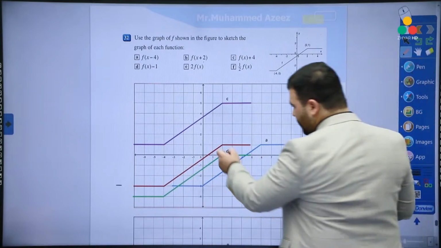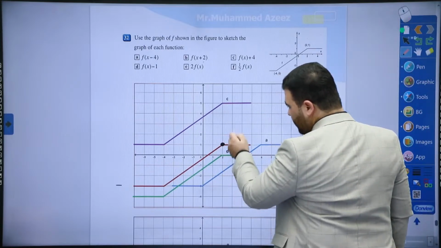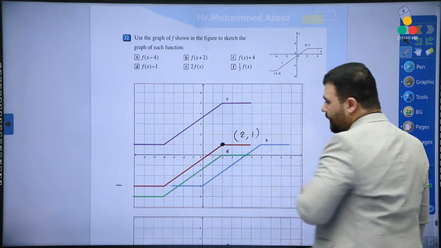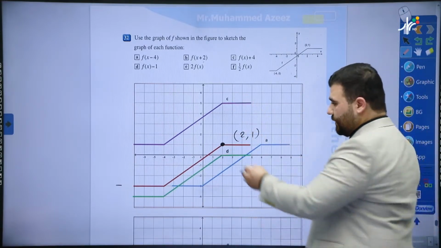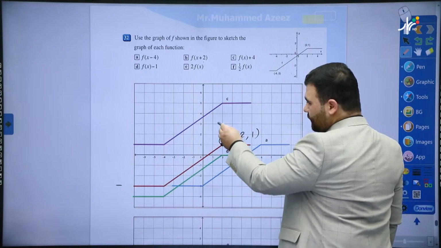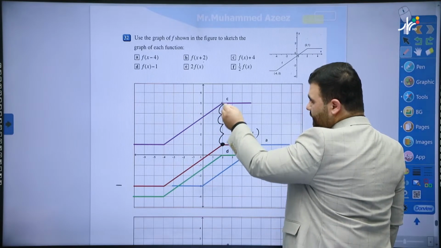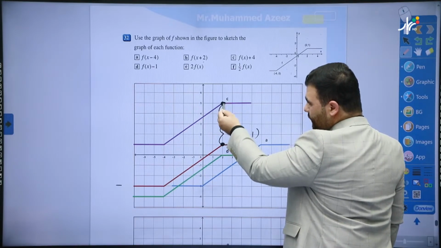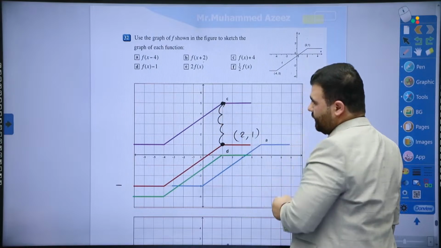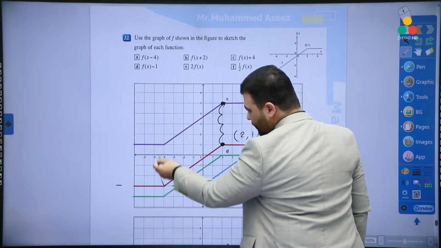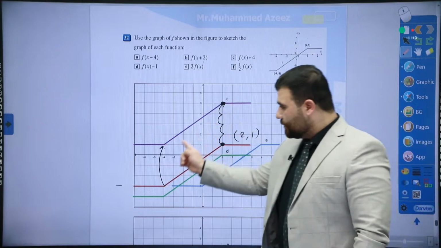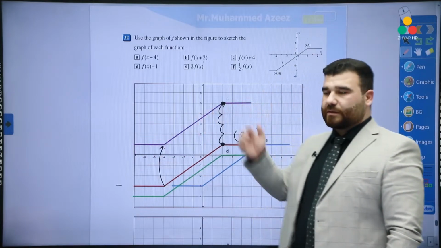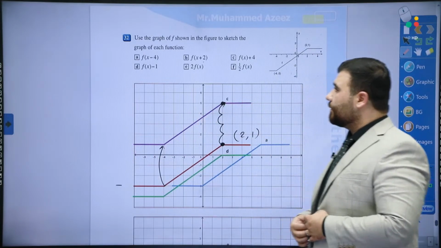This point is a good point to focus on. It's (2, 1). Then if I want to move this point 4 units up, it goes 1, 2, 3, 4. This means this corner, this joint will go there. Similarly, this joint will go up 4 units, goes there, then only joining them and completing the horizontal sides.